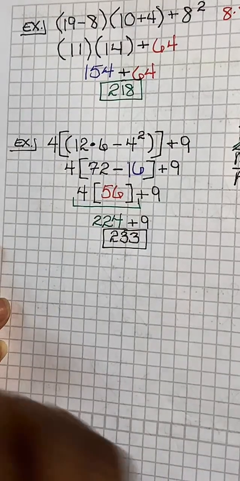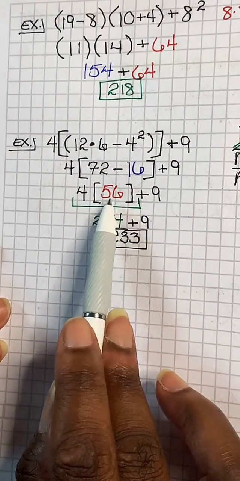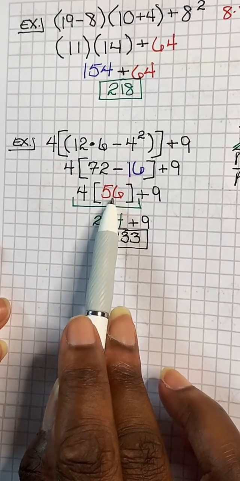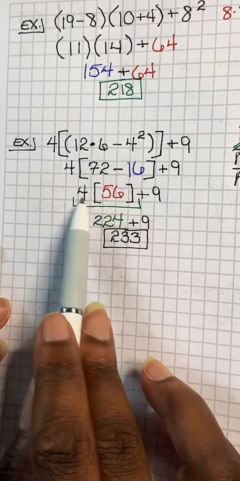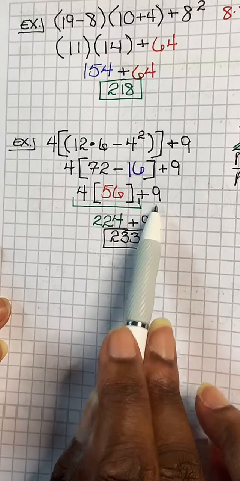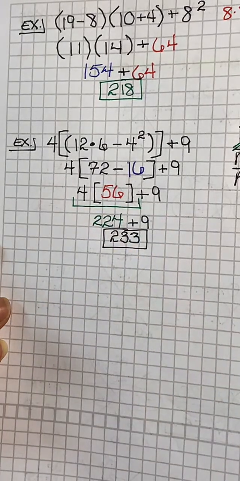No, you cannot just add the 56 and the 9 because the 56 is inside the bracket. You have to multiply the 4 first before you add on to your 9.